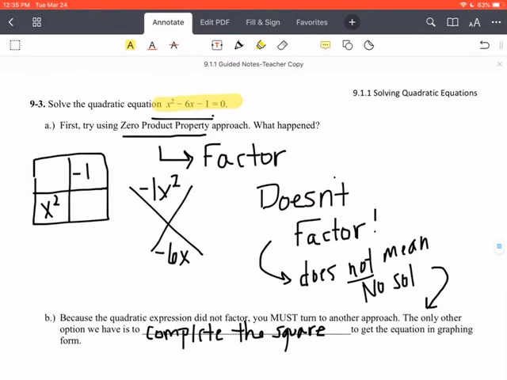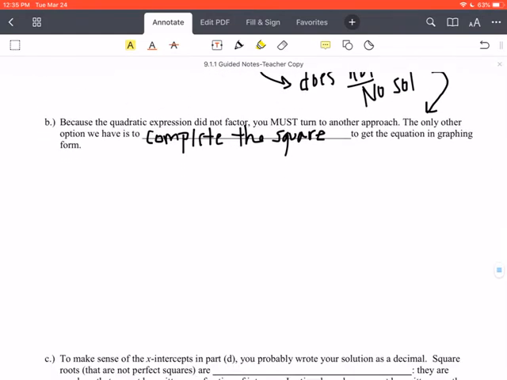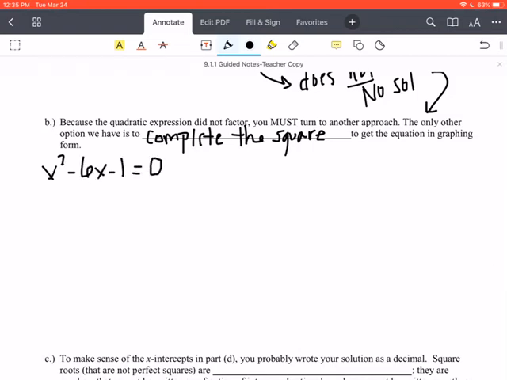Our equation was x squared minus 6x minus 1 equals 0. So you learned how to complete the square when it was a function, when it was y equals. Guess what? Nothing is going to change when there's a number. So let's go through completing the square. Instead of a y, we're going to place the constant, which in this case happens to be 0.